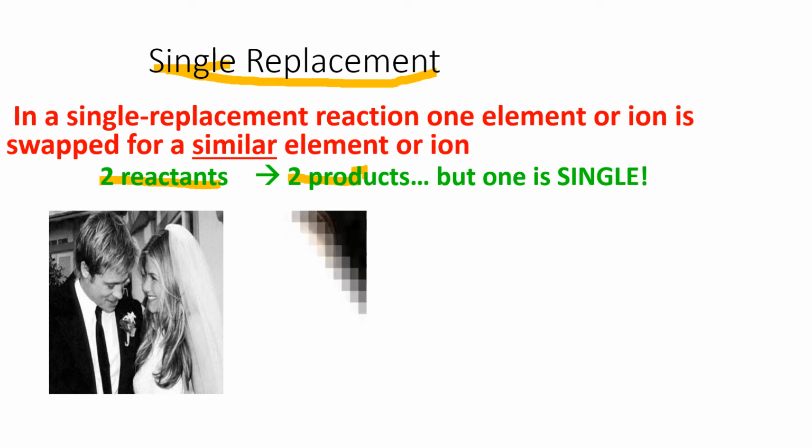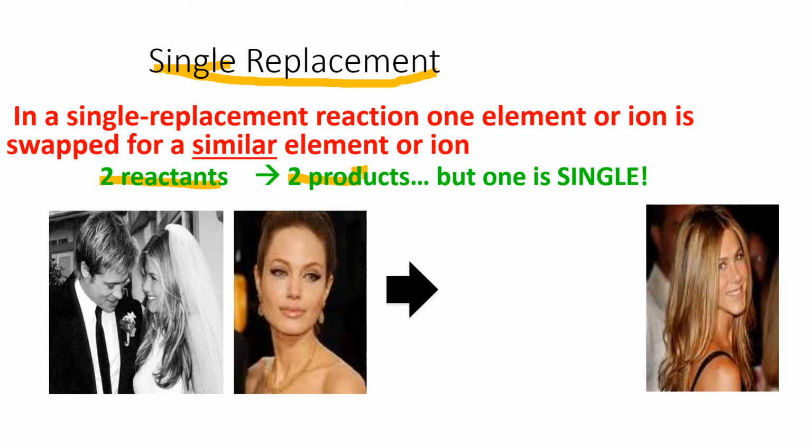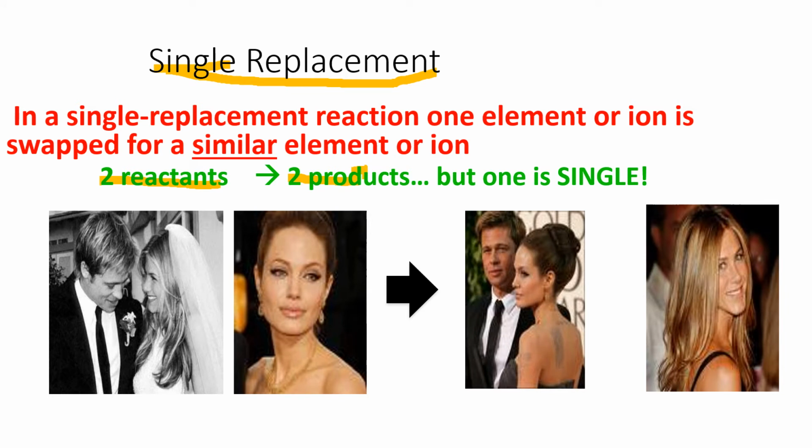So for example, we have this scenario. We have the reactants: a couple here and a single lady here. And then this couple breaks up. And then we have a new partner, a new couple, and we have a new single product.